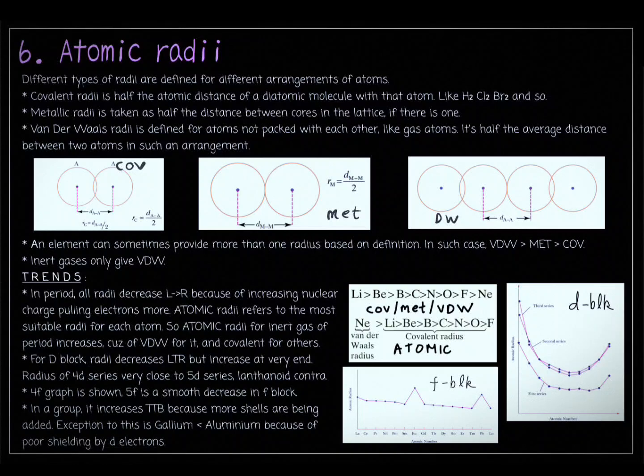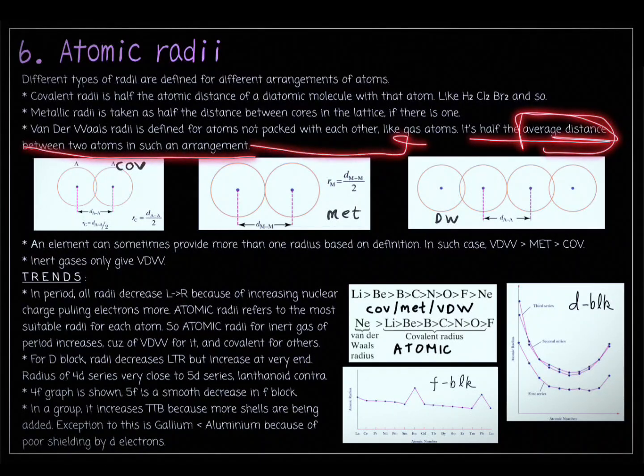Much better. Now let's look at van der Waals radii. Van der Waals radius is defined for those atoms which are not in direct contact, like not in a lattice, and they don't have a fixed position, like they have neither a diatomic molecule nor a core nor a lattice. Basically, they are not packed with each other. An example of this is gas atoms. And how do we define it? It is half the average distance between two atoms in such an arrangement, which is like a gas. So you can see here.